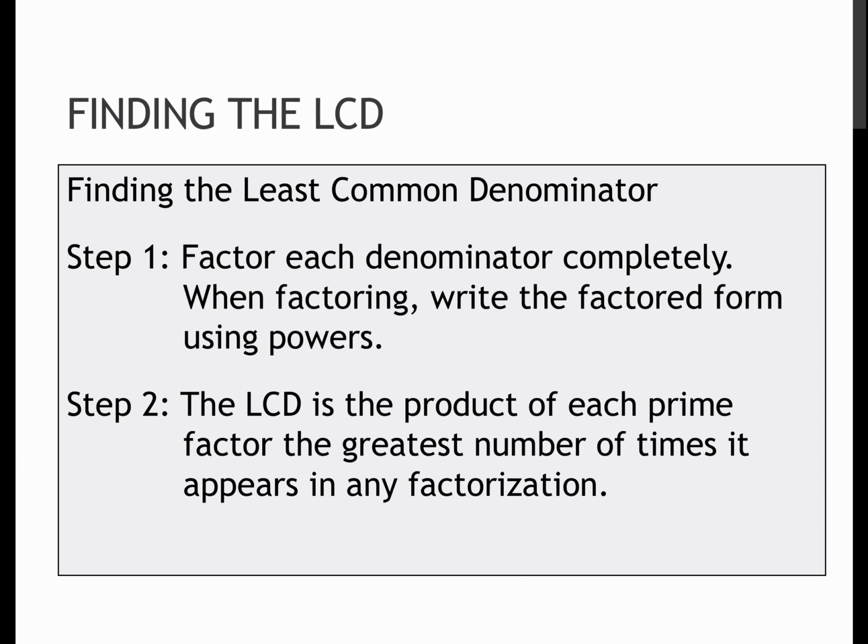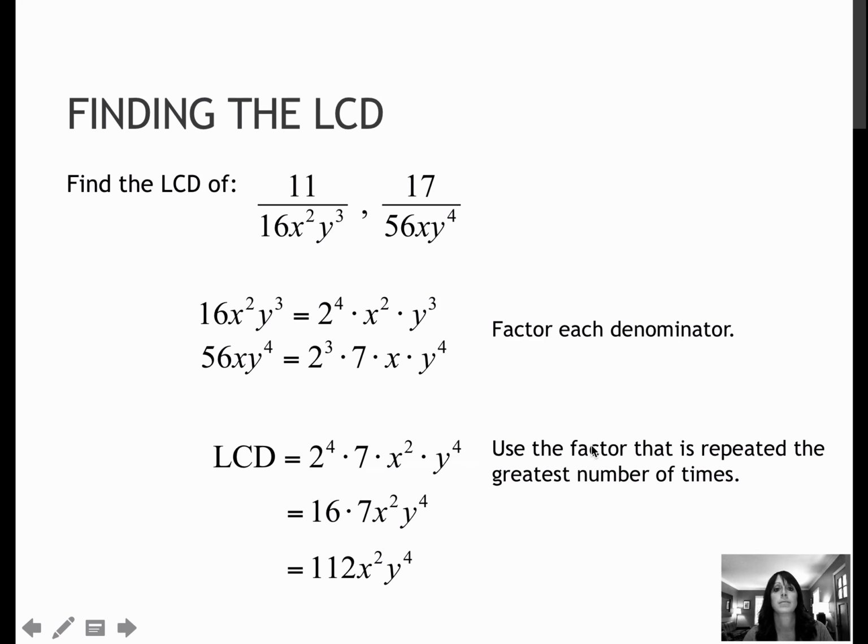So step 1, factor each. Step 2, it's the product of each prime factor, so every factor that you have, the greatest number of times that it appears in any factorization. That's what we're looking for. So we're factoring and then writing the greatest number of times it happens in one fraction. Let's take a look.